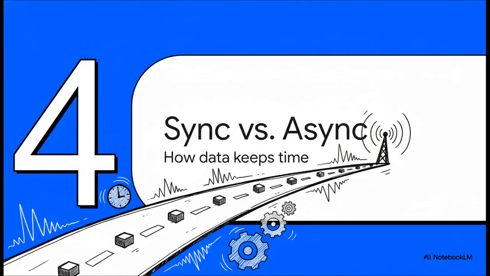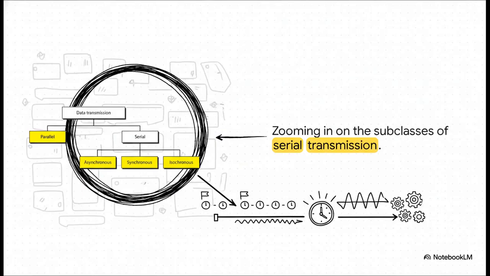Okay, so let's stick with that single-lane road, the serial mode. If you're sending bits one by one in a long line, how in the world does the receiver know where one chunk of data ends and the next one begins? Well, it's all about timing. And if we look at our roadmap again, we can see that this single-lane serial road splits again into two main timing methods, asynchronous and synchronous. Let's break down what those mean.